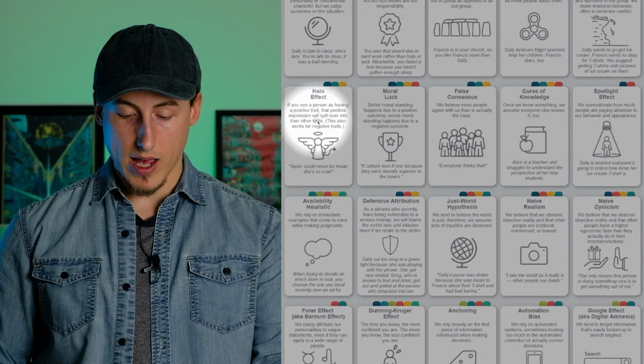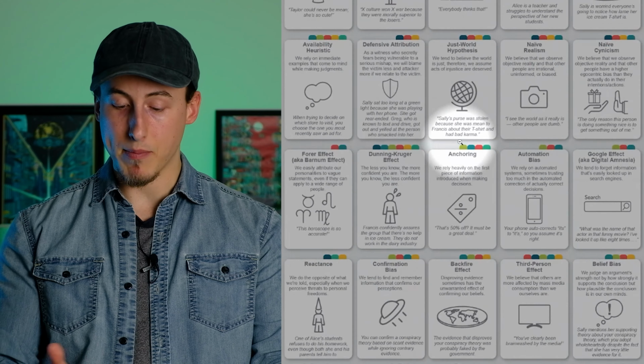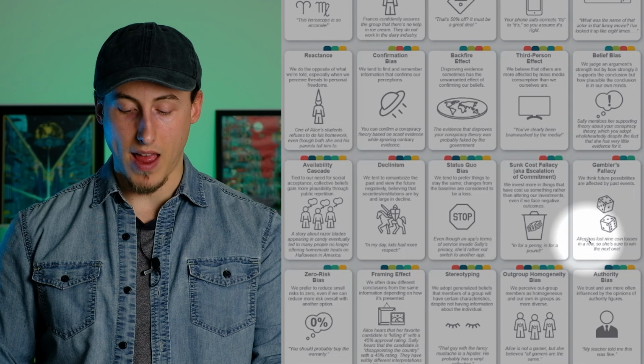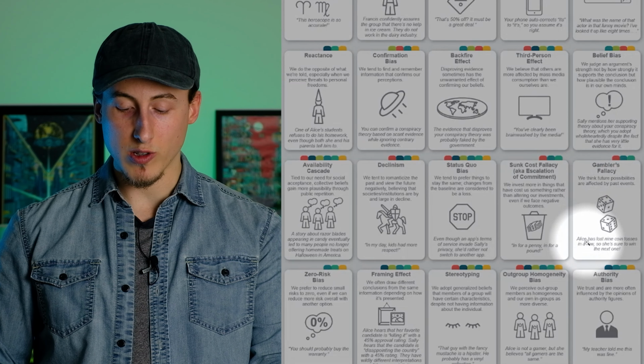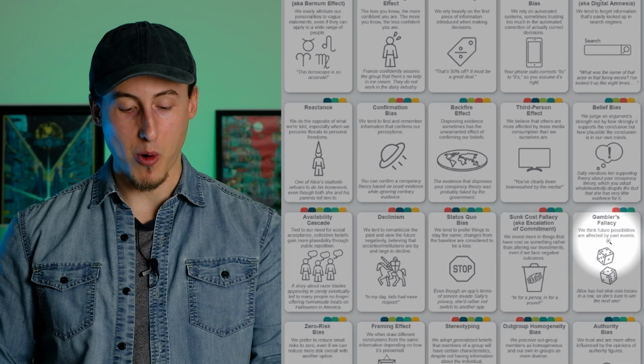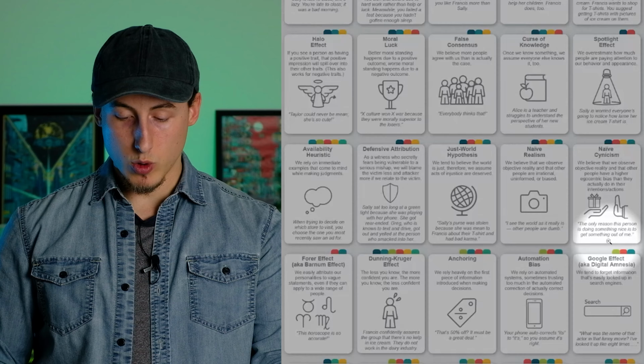What else have we got here that's pretty good? We've got gambler's fallacy. We think future possibilities are affected by past events. Alice has lost 9 coin tosses in a row, so she's sure to win the next one, right? Got to get lucky at some point. Wrong.